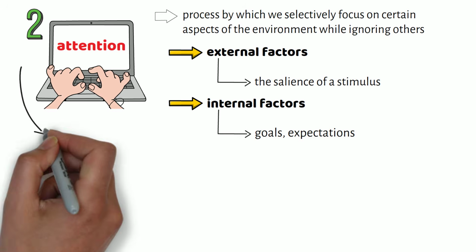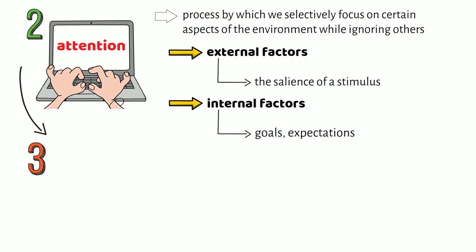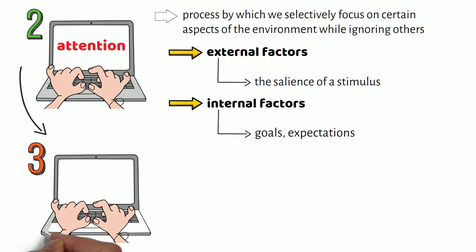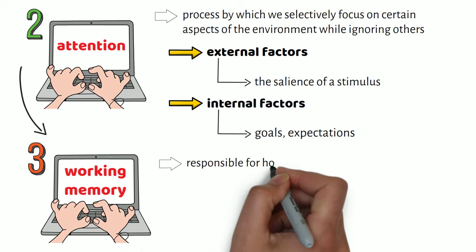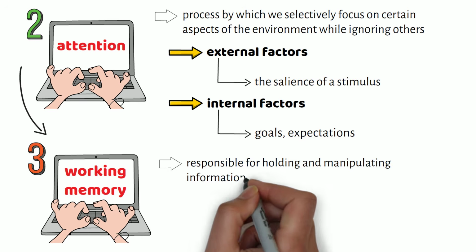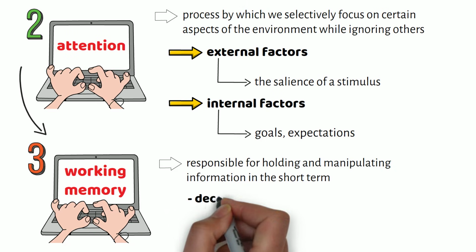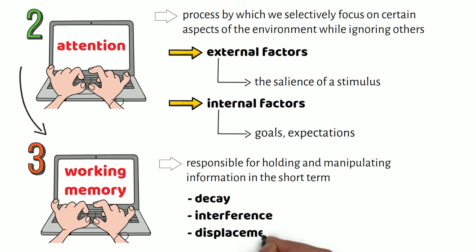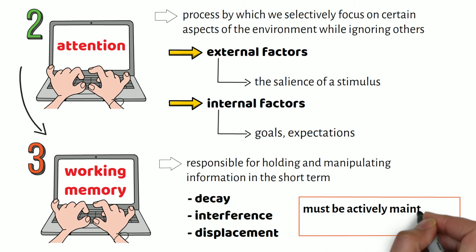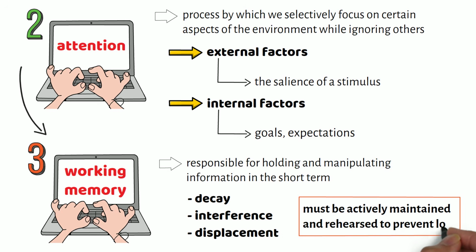It is important to note that once information has been attended to, it is then processed in working memory. Working memory is a limited capacity system that is responsible for holding and manipulating information in the short term. Information in working memory is subject to decay, interference, and displacement, so it must be actively maintained and rehearsed to prevent loss.